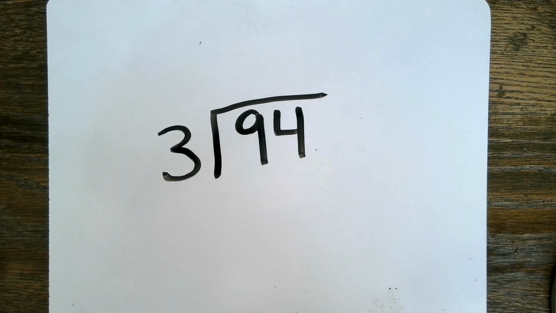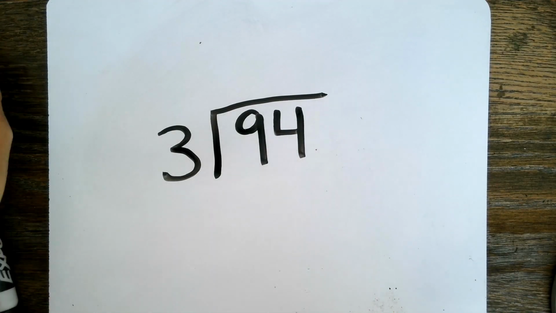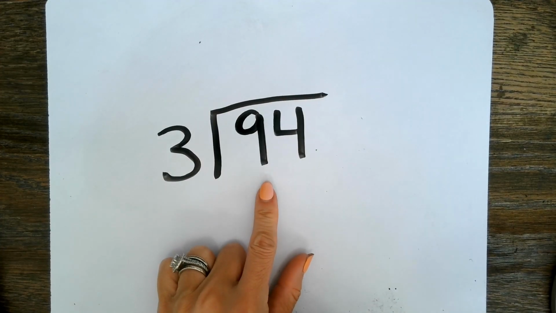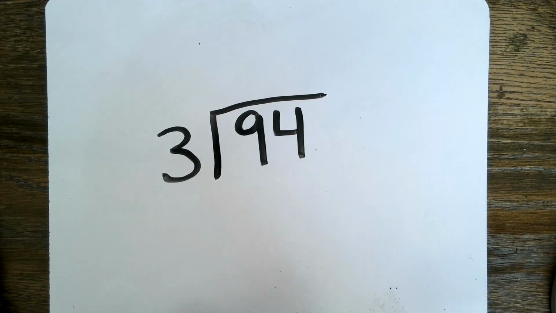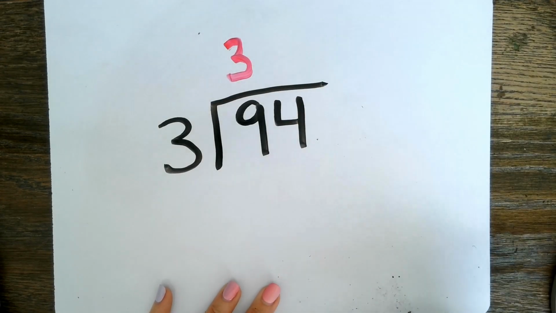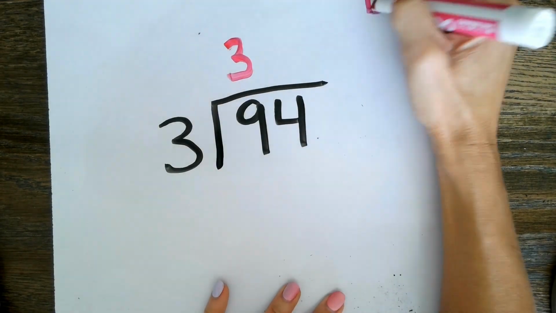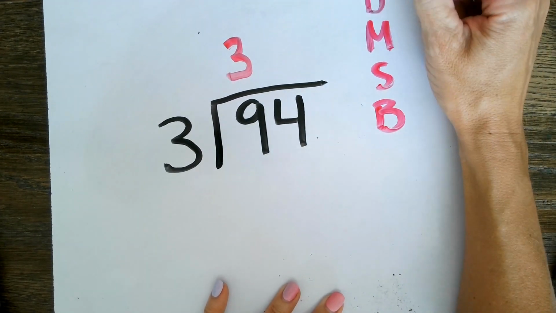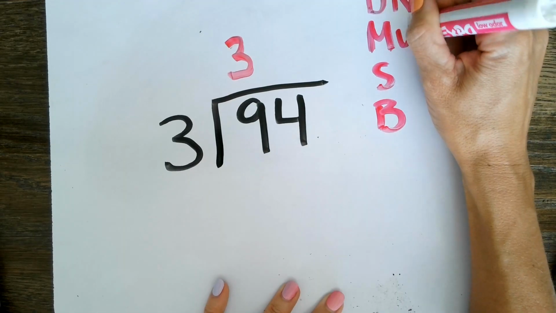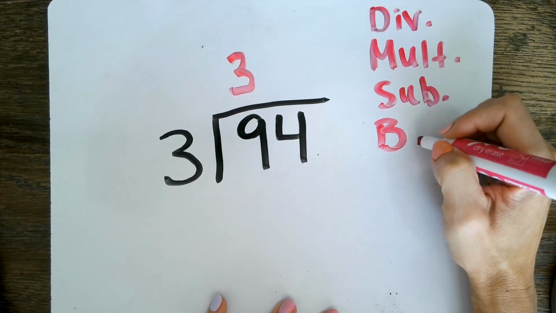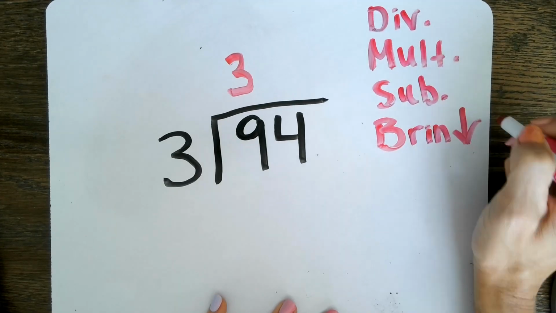Let's take a look at our next problem, 94 divided by 3. We'll start here with the first number in our dividend, 9 divided by 3. Put our answer up here, 3. Does McDonald's sell burgers? Divide, multiply, subtract, bring down.